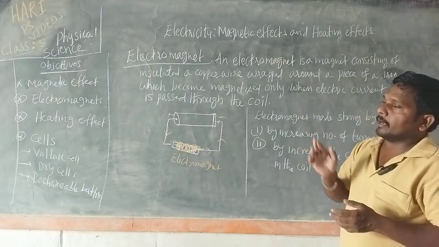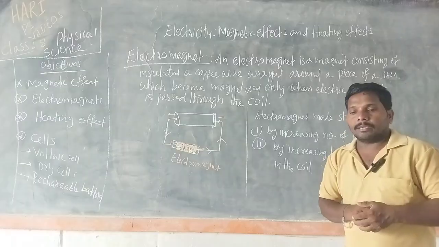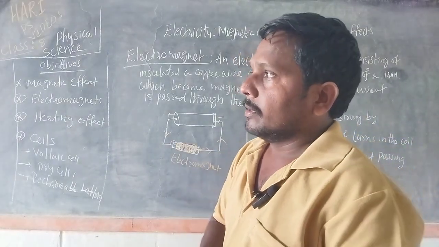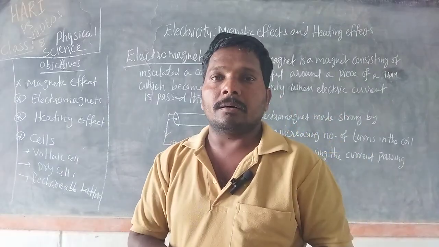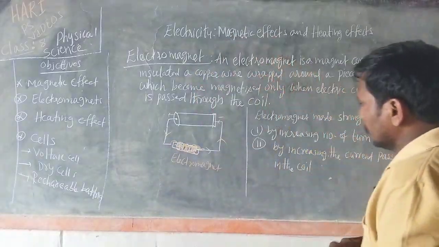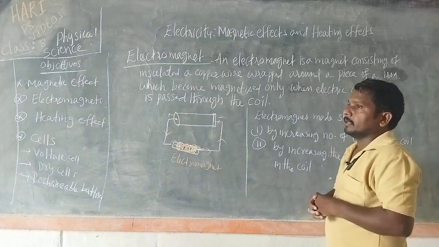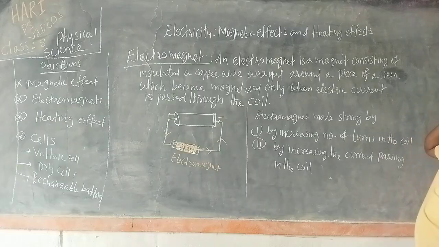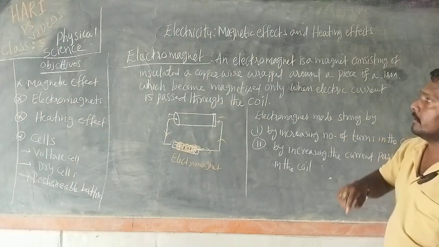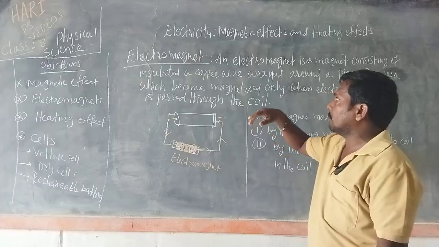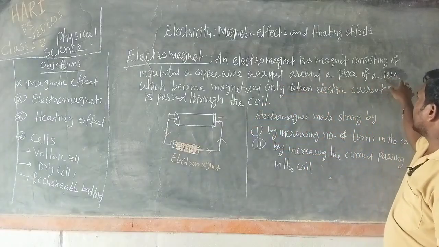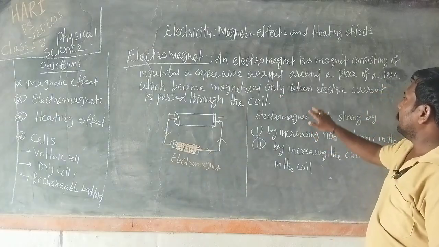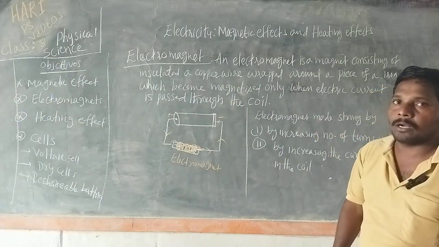Then coming to the electromagnet, after this topic, I upload the previous video, differences between electromagnets and permanent magnets. Right? So let us understand what is meant by the electromagnet. An electromagnet is a magnet consisting of insulated wire like copper wire wrapped around a piece of iron, which becomes magnetized only when electric current is passed through the coil.